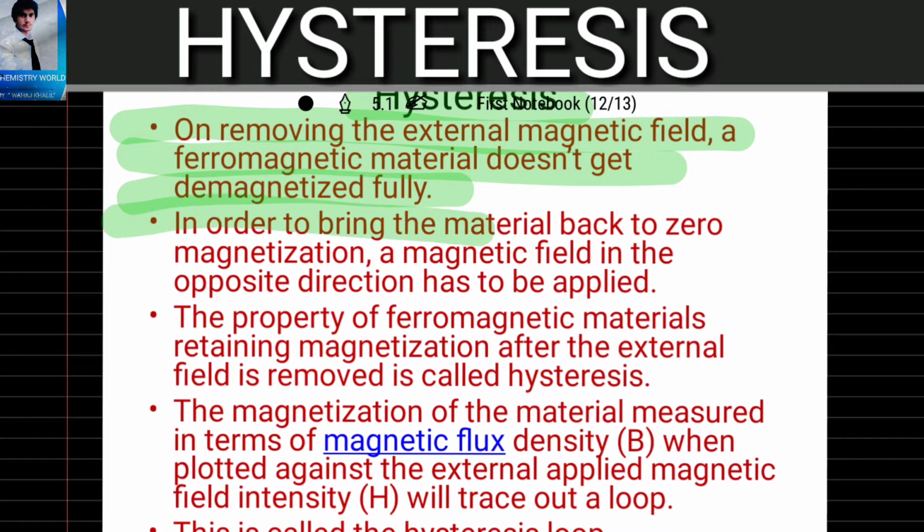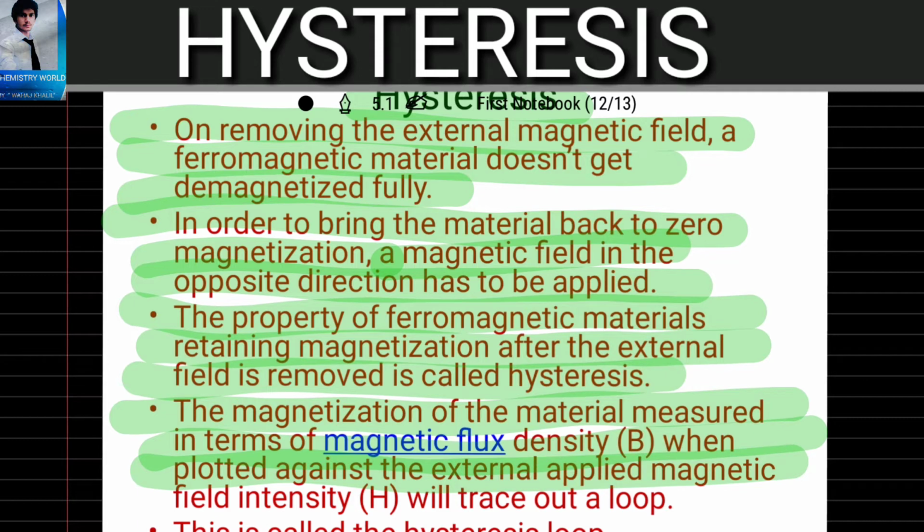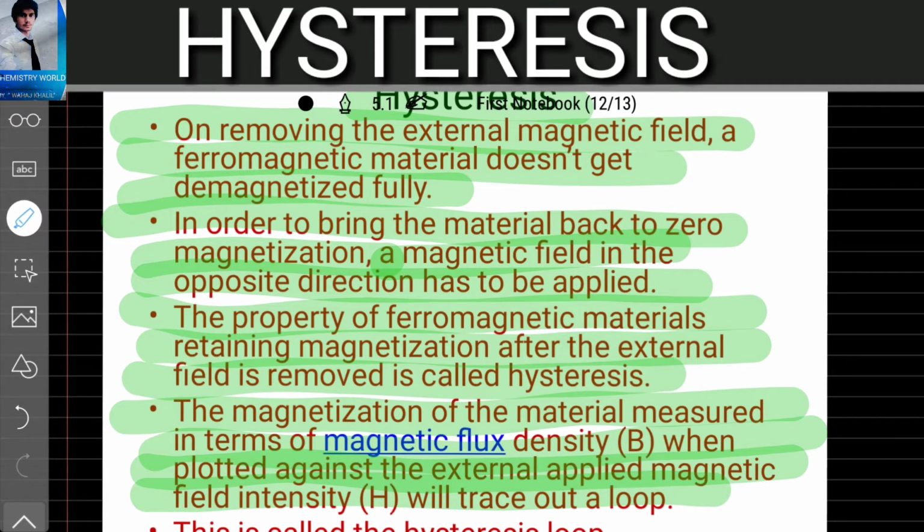So, in order to bring the material back to zero magnetization, a magnetic field in the opposite direction has to be applied. The property of ferromagnetic materials retaining magnetization after the external field is removed is termed as hysteresis, as we discussed earlier. So the magnetization of the material, measured in terms of magnetic flux density, which we had discussed in our previous lecture, when plotted against the external magnetic field intensity H, will trace out a loop.